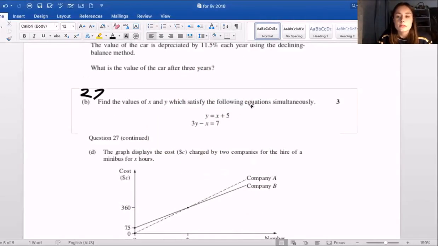So this next one's solving simultaneously. I'll let you do it, and then if you need a hand, let me know. Okay.